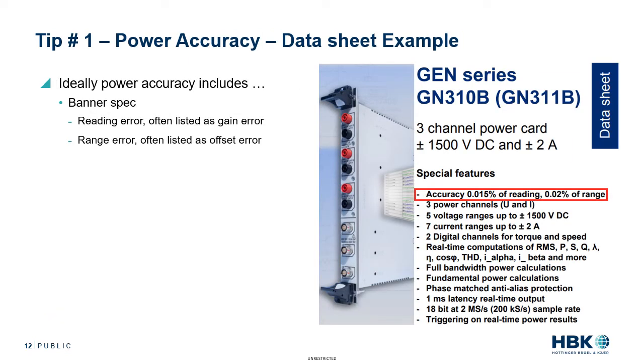So ideally, a power analyzer's accuracy specification should include accuracy along with quite a number of pieces of information. Here's a datasheet example of a 3-channel power card for a power analyzer. First, we have the banner spec. It says 0.015% of reading, which is often listed as gain error, and 0.02% of range, often listed as offset error. And if you're looking to seriously improve efficiency, this is one of the best banner specs I've seen.